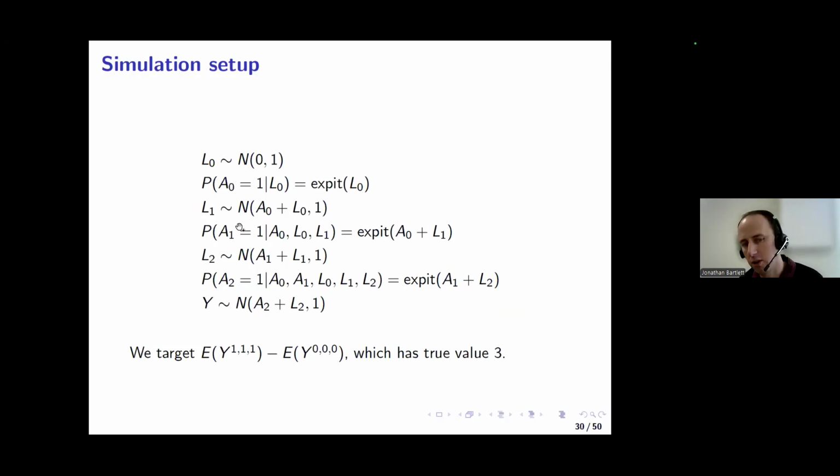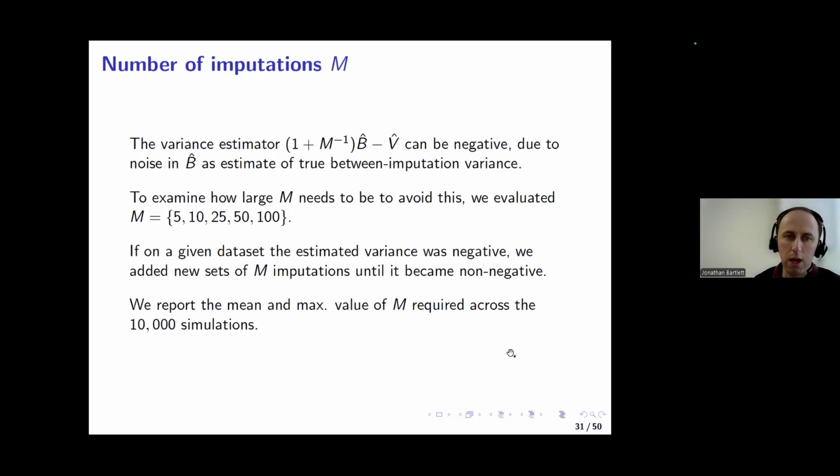We then imputed the confounders and the outcomes using the mice package. So here are the models. I'm not going to talk them through. Fairly standard, simple models. And we were looking at the causal effect of the mean outcome if you always treat, minus the mean outcome if you never treat. And under the data generating mechanisms that we have here on the slide, the true value of that causal effect is 3.